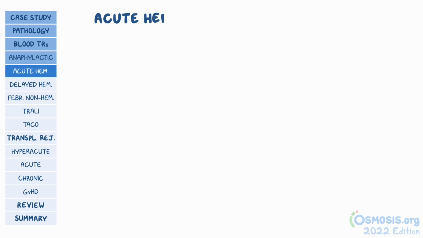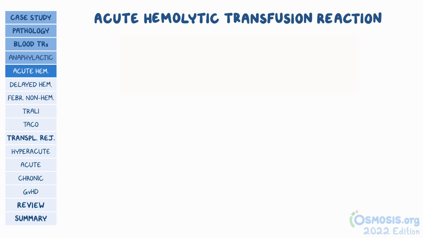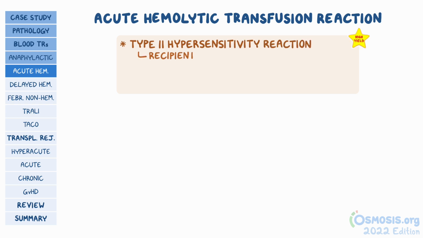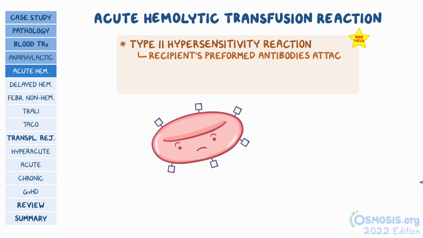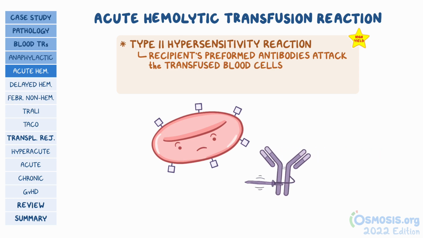Next is acute hemolytic transfusion reaction, which is a type 2 hypersensitivity reaction, where the recipient's preformed antibodies attack the transfused red blood cells. This transfusion reaction typically occurs because of an ABO blood type incompatibility.